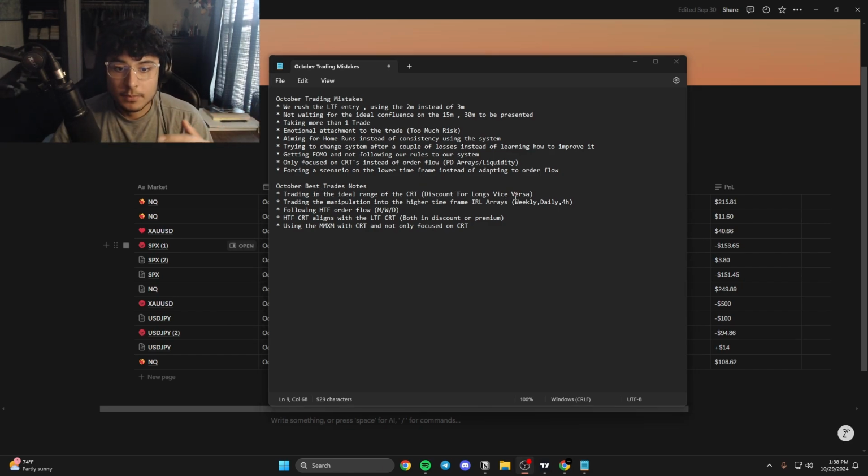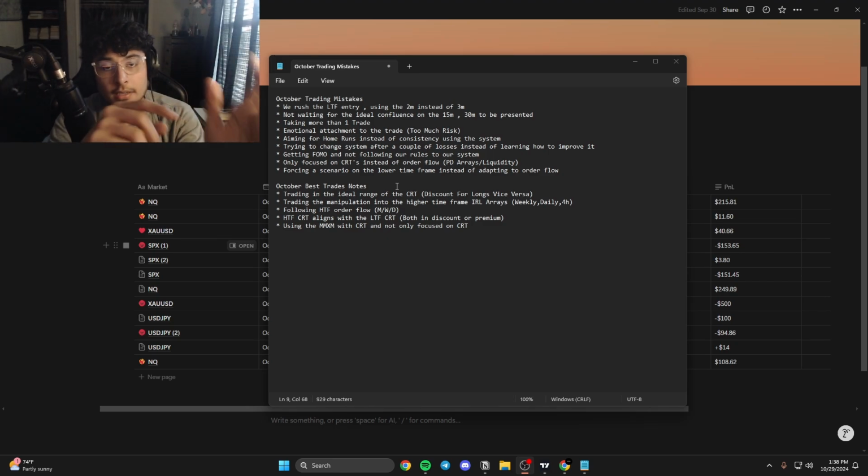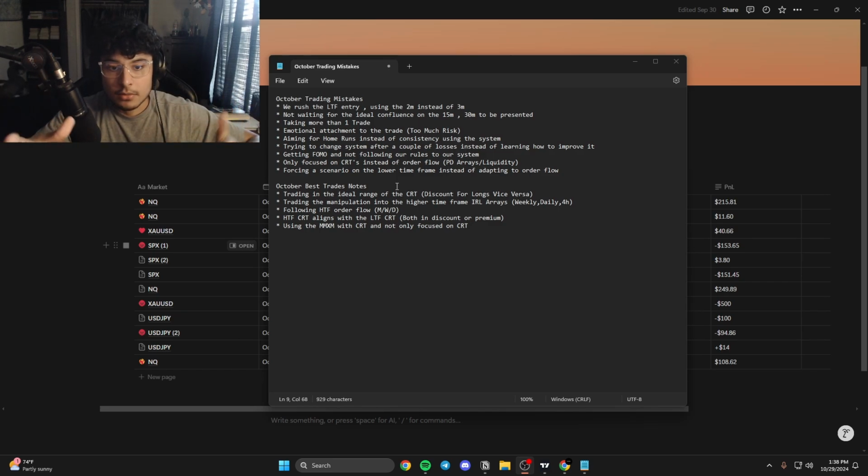October best trading notes: trade in the ideal range of the CRT, discount for longs, and vice versa. What I mean by this is, whenever we're in a 4 hour CRT, it depends on which one we're having. If we're sweeping the low, closing back above, and moving up higher, that's ideal. You want to look for the discount longs right there. But if you're sweeping the high, you're coming back down to the 50%, and you want the CRT to reject off of the 50%.